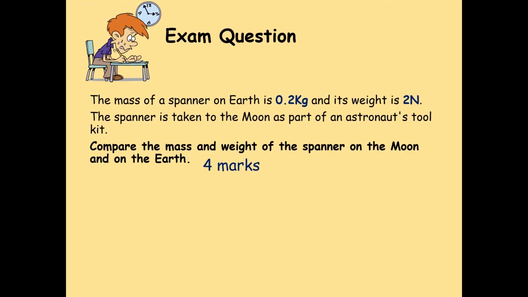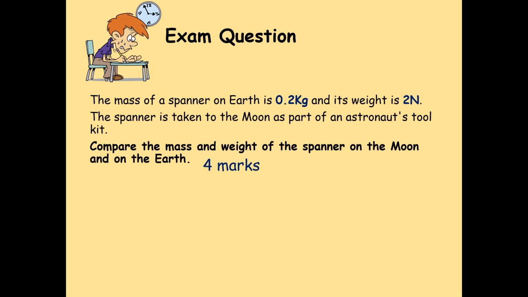Right, here is a common exam question. If you have the mass of a spanner on Earth of 0.2 kilograms, then its weight is 2 newtons. The spanner is taken to the moon as part of an astronaut's toolkit. Compare the mass and weight of the spanner on the moon and on the Earth. So what I'd like you to do, again, pause the video, work that out, and carry on.